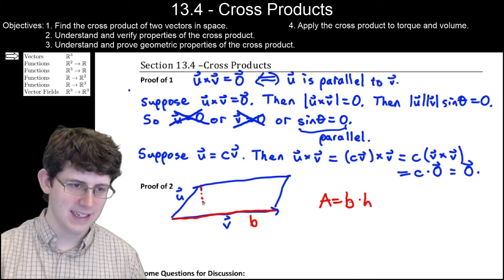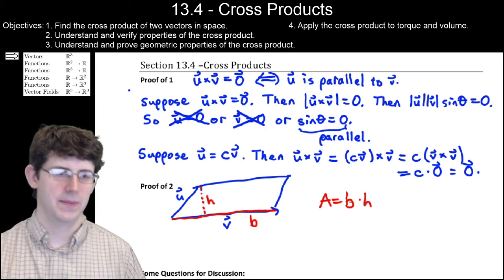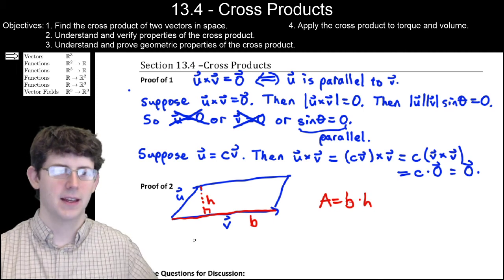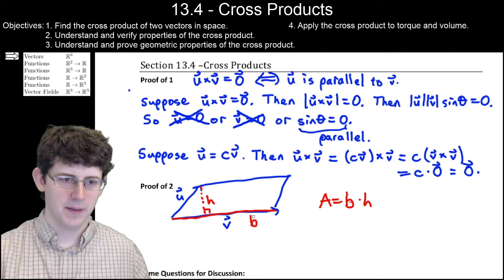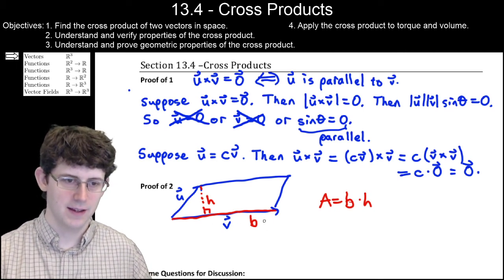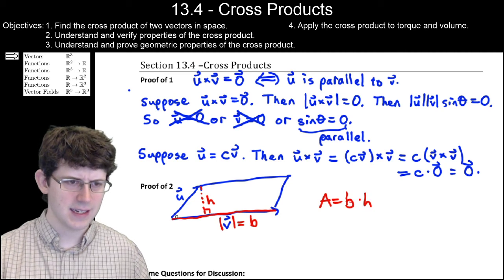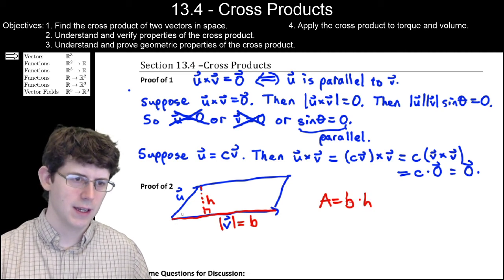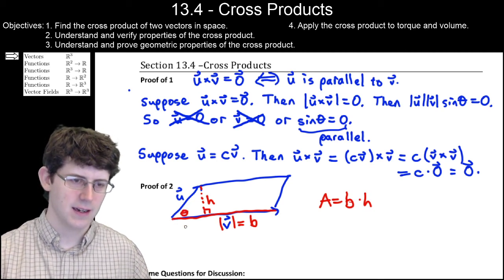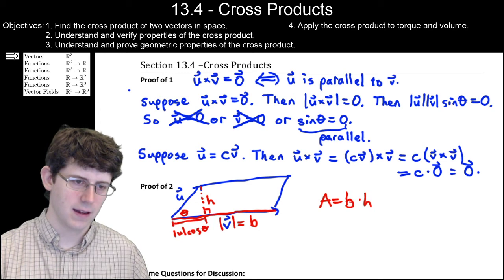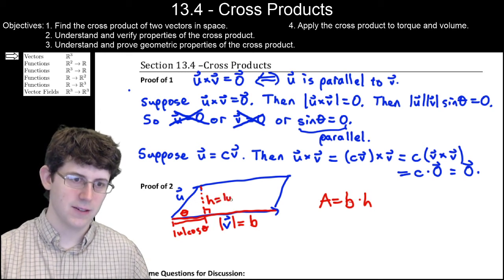The height is this height, where we drop a perpendicular. The trick here is, well, the base is just the magnitude of v. Well, what's the height? The height is a component of u. If we drew this angle here, then this distance would be the magnitude of u cosine theta. And this height is the magnitude of u sine theta.